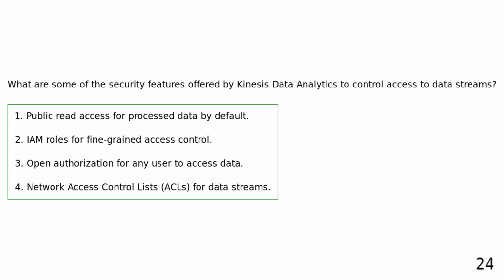What are some of the security features offered by Kinesis data analytics to control access to data streams? Public read access for processed data by default. IAM roles for fine-grained access control. Open authorization for any user to access data. Network access control lists for data streams.